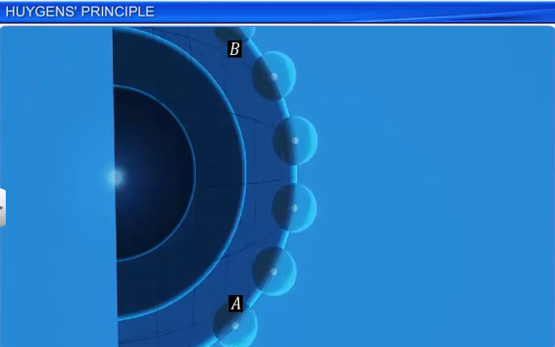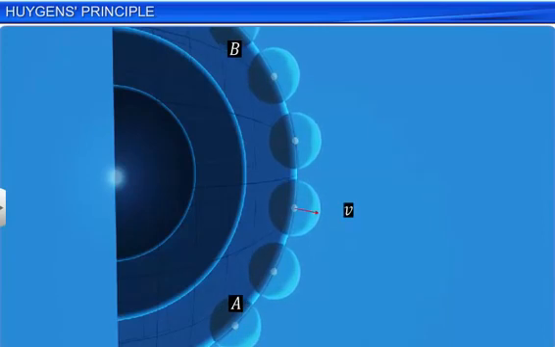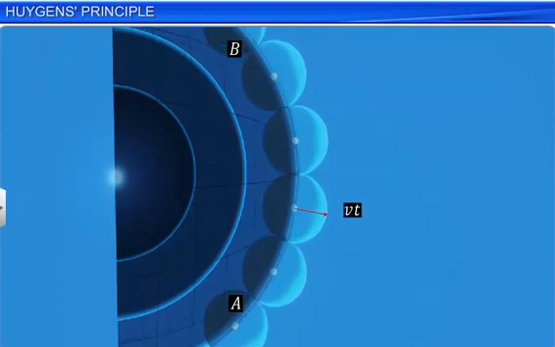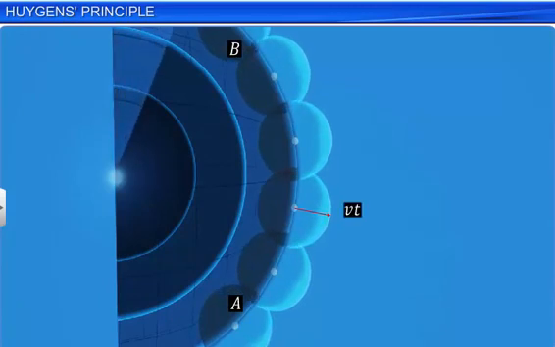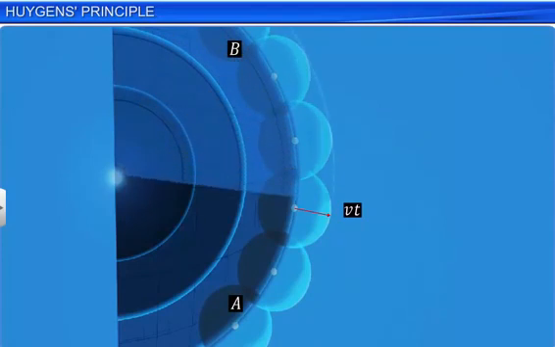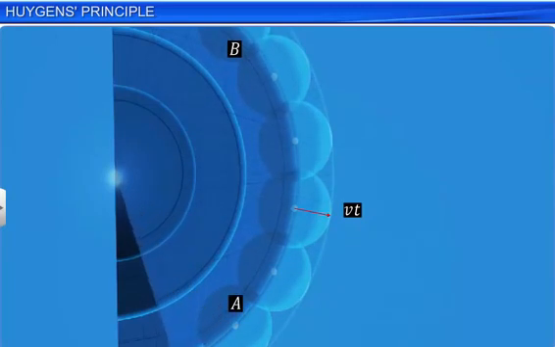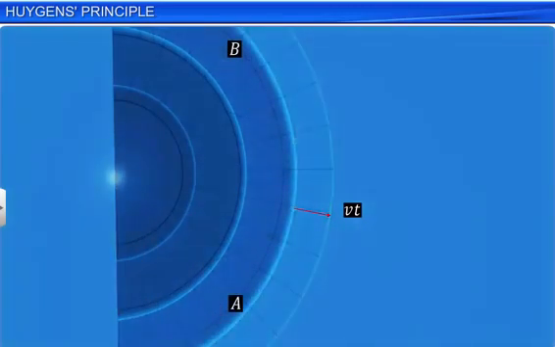If the speed of the wave is v, then in time t, the radius of the spherical wavelets becomes vt. The tangential surface common to all these spheres in the forward direction gives the shape and location of the new wavefront after t seconds. In the image, the surface A'B' represents the location of the wavefront AB after t seconds.